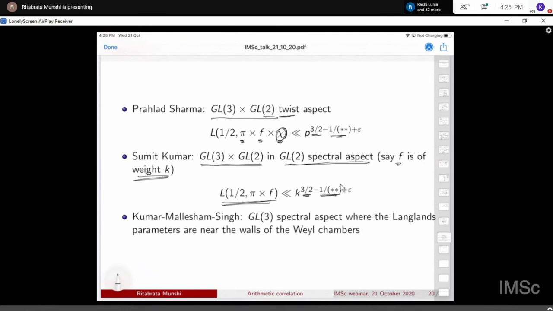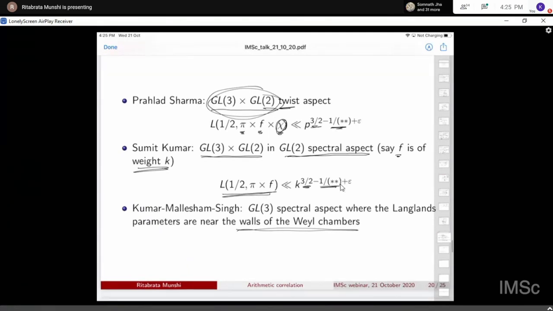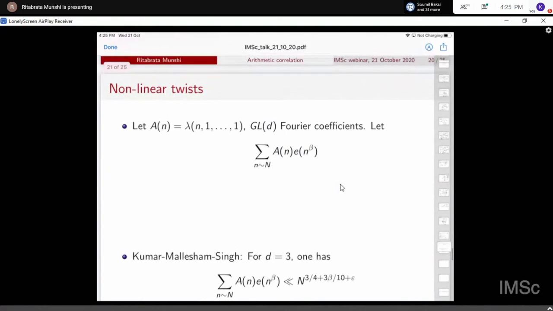Okay, and then there is a paper by Kumar, Malesham, and Singh, and they look at the GL3 spectrum. So they look at the same GL3 times GL2 Rankin-Selberg convolution. Their GL2 is fixed, the spectral parameters of GL3 vary, and they get a non-trivial or subconvex bound where, interestingly, the spectral parameters are near the walls of the Weyl chamber. Okay, they are not in the generic location. But you can use the same type of approach to get a subconvex bound also when they are not near the walls.